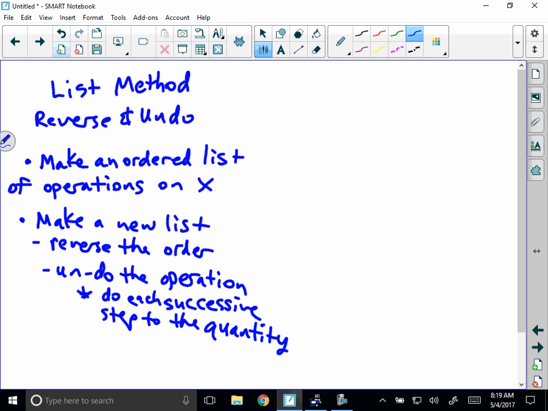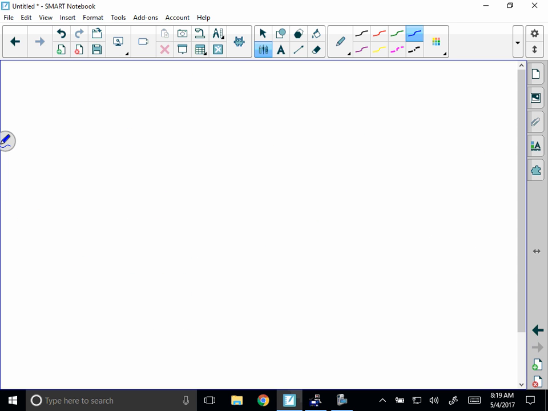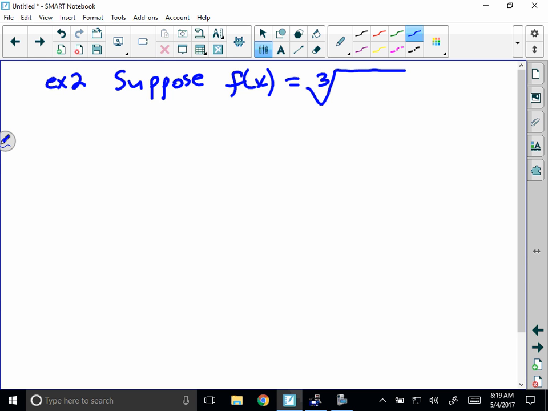All right. Here we go. Example 2. Suppose f of x equals the third root of 2x minus 1, plus 5. Should we put this all over something just to make it a little more interesting? We're going to. Let's put this all over 7.